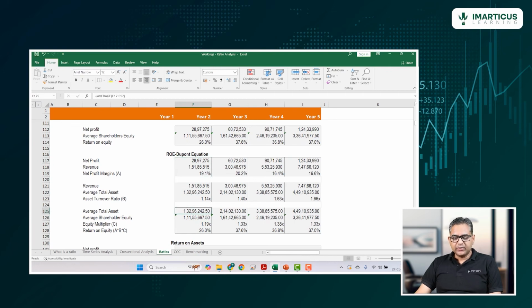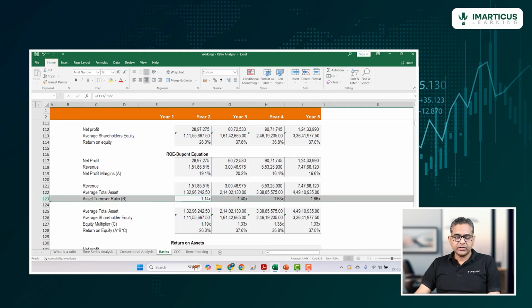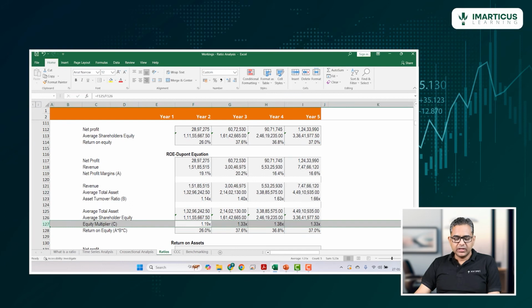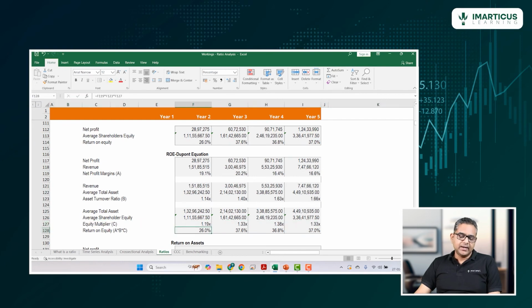Now we are seeing ROE is going up, but DuPont analysis can now tell us why ROE is going up. Is it because of net profit margins? No, net profit margins have in fact gone down. Is it because of asset turnover ratio? Yes. Is it because of equity multiplier? Yes. So the major components of ROE going up are higher asset turnover ratio and higher equity multiplier.